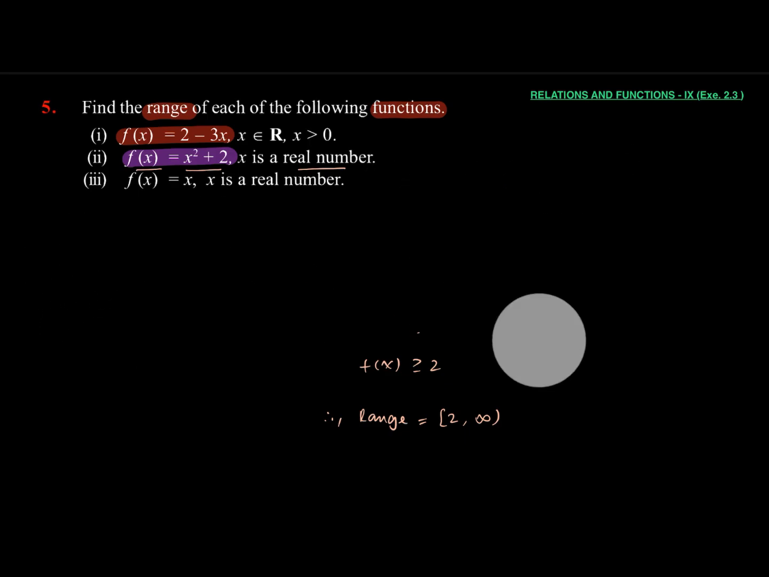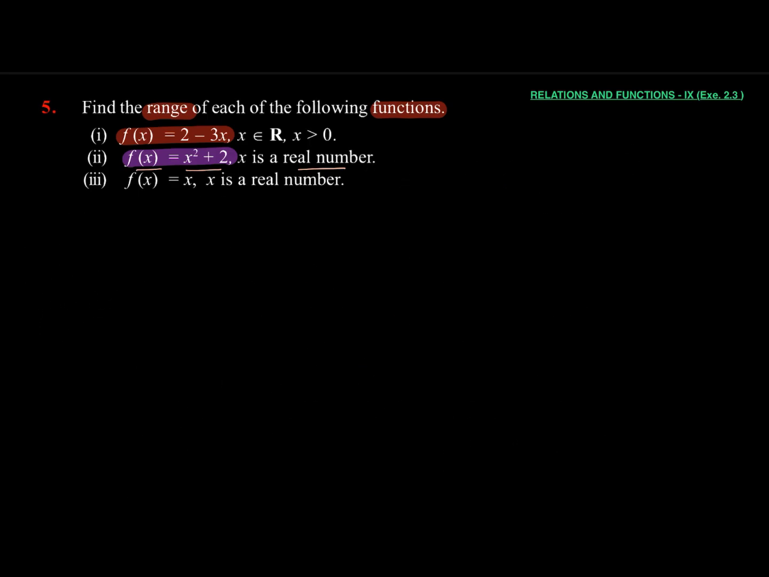Now towards part number third. We are given a function f(x) equal to x, where x is a real number. So in part number third, the function f(x) is equal to x. We know f(x) is y. So this is a function where the value of y is the same as the value of x, which means that f(x) also takes all real values. Therefore, the range of this very function will be all real numbers. Hope this makes sense.